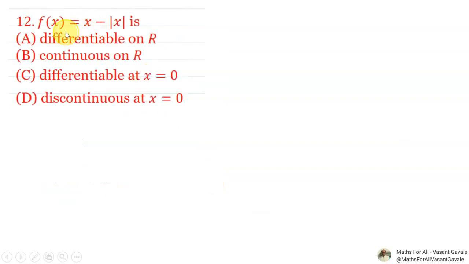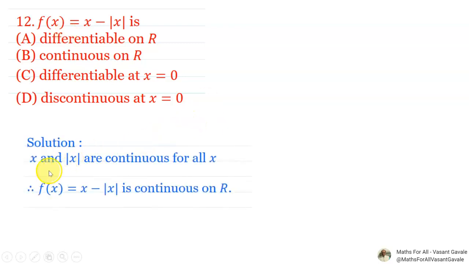Next, f of x is equals to x minus mod of x. Okay, now x and mod of x are continuous for all x. Therefore, f of x is equals to x minus mod of x is continuous on R, and hence option B is the correct one, which is continuous on R.